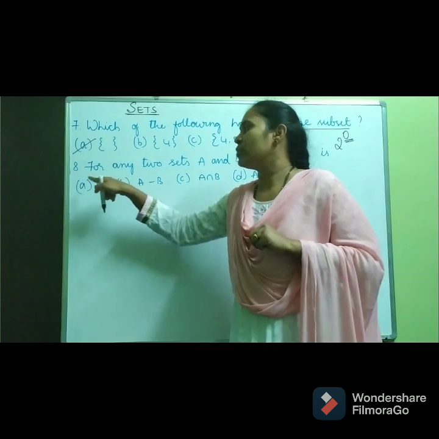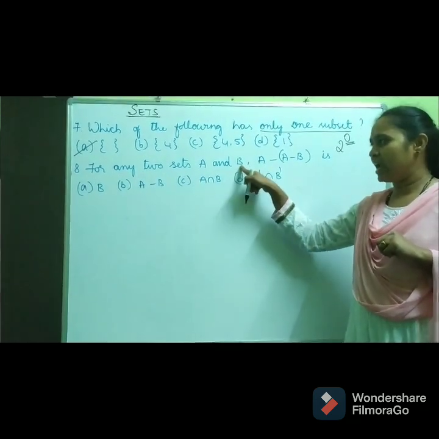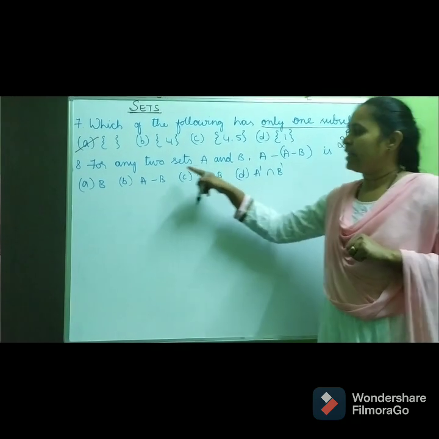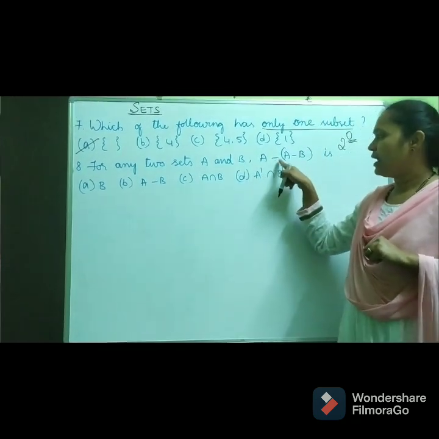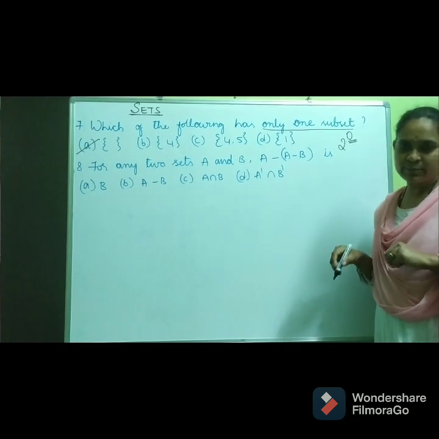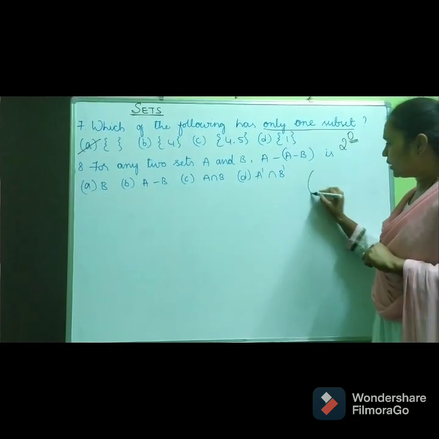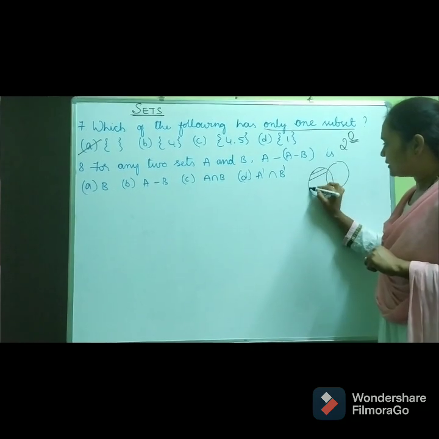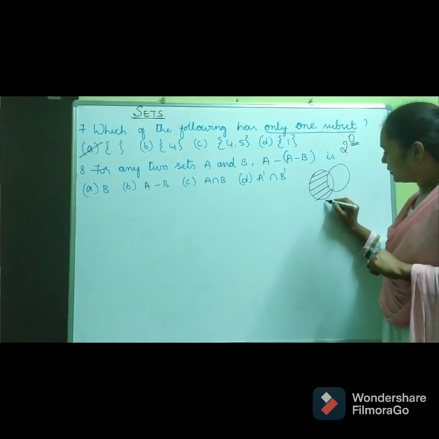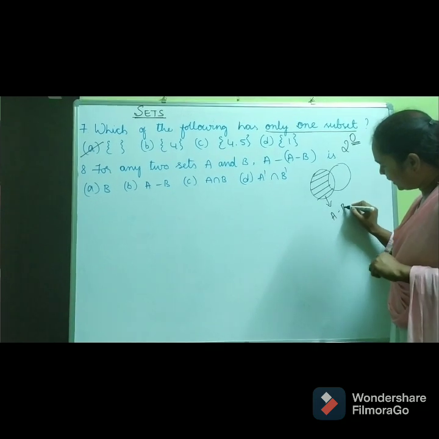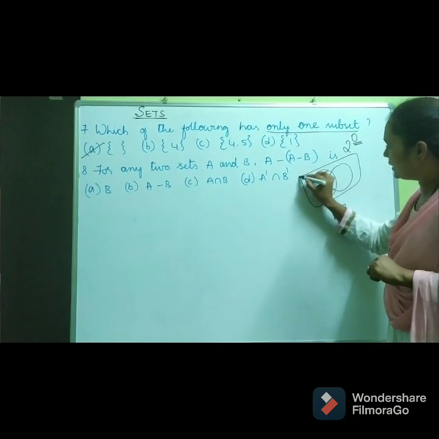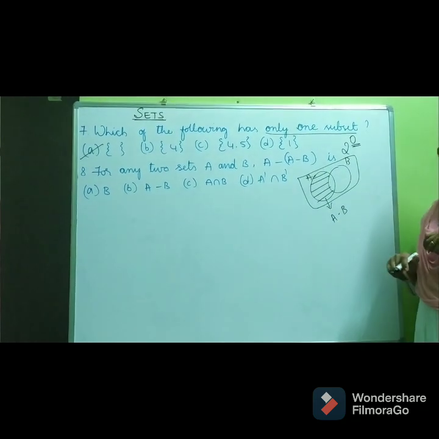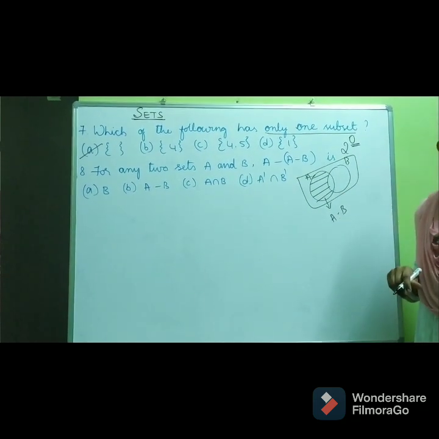Look at the 8th question. For any 2 sets A and B, A minus of A minus B. First thing is, look here. This part you call as A minus B, correct? This part you call it as A minus B in the Venn diagram. Remember the Venn diagram I have told. So if it is A and B, this part you call it as A minus B.